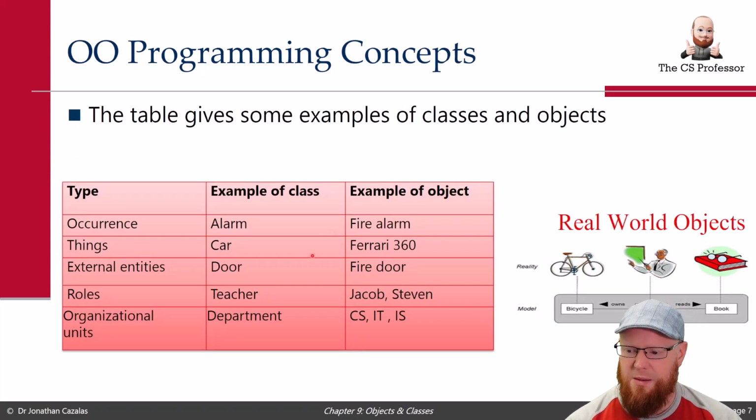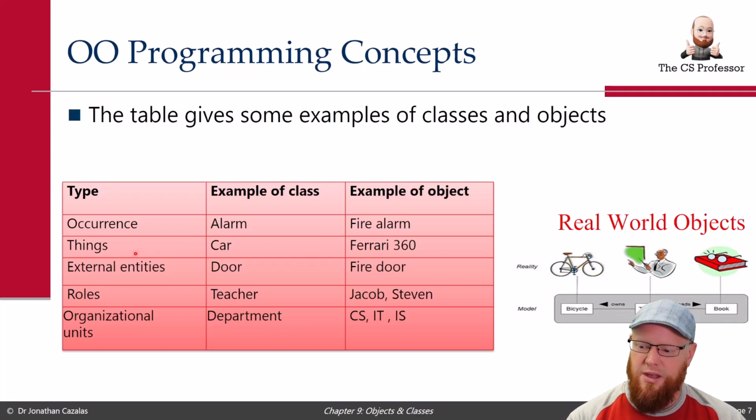So here's other examples. We've seen people, right? Student and employee. What about other things? Maybe you have an example class, could be a car blueprint. And then from that car blueprint, you can make specific car objects, such as a Ferrari. Or maybe you have department would be a blueprint. And then you can make specific department objects, a department of computer science, a department of information systems, and so on. So we can model these real world objects.